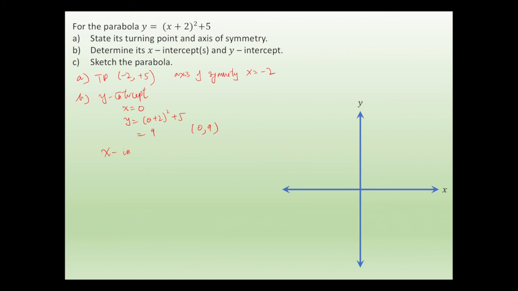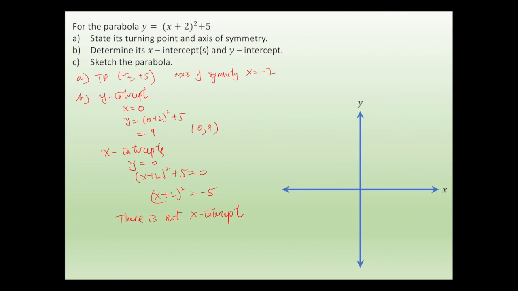What about x-intercept? So happens when y equals 0. So (x plus 2) squared plus 5 equals 0. (x plus 2) squared equals minus 5. Now, because you cannot have a square root of minus 5, there is no x-intercept in this case.